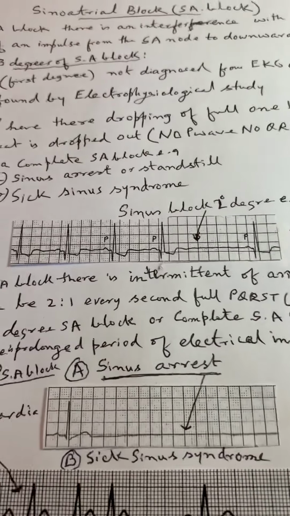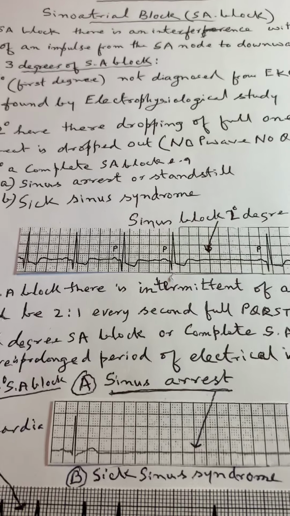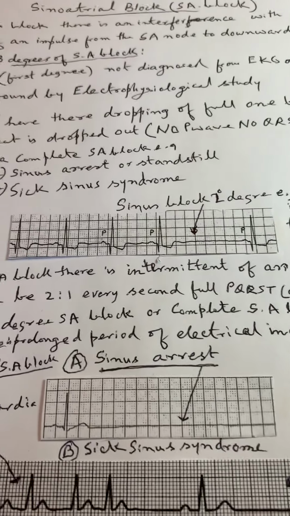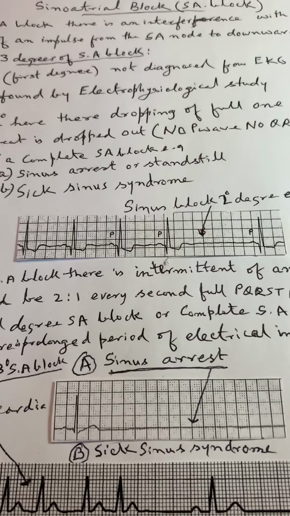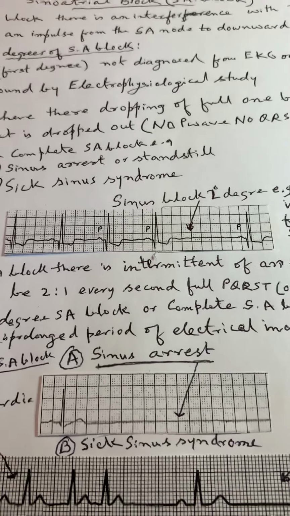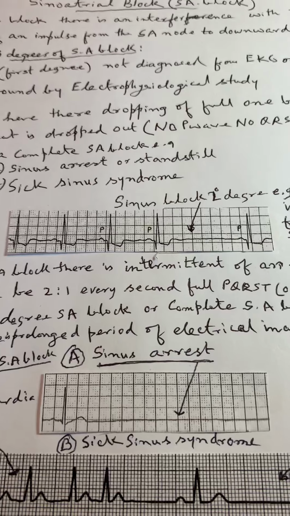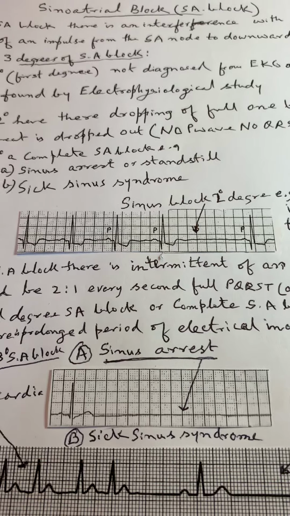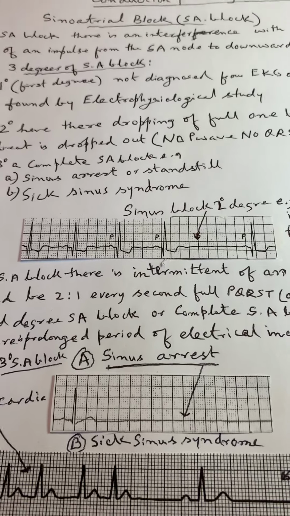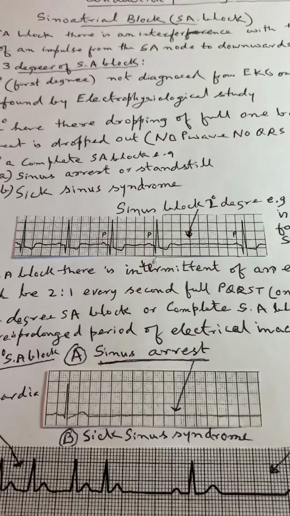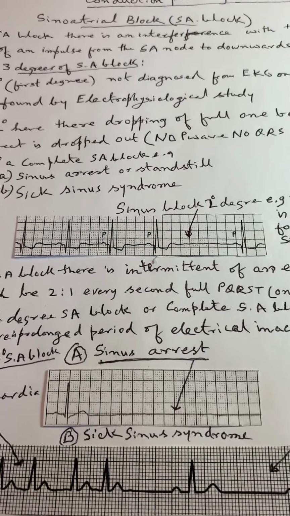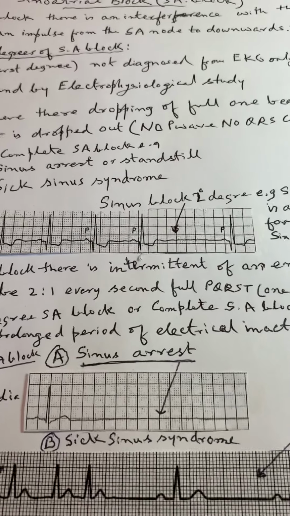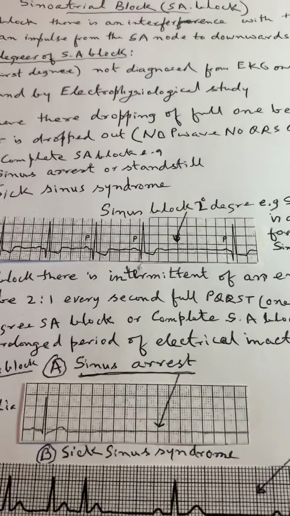Now, if you see in this diagram, the first diagram, written sinus block second degree, you will see that there are normal PQRST complexes 1, 2, 3 and 4. But at the fifth, there is no P wave, there is no QRS, and the fifth beat is dropped out. Whole beat is dropped out. And then again it starts with the P wave. It could be a single drop or it could be a block at regular or irregular intervals.